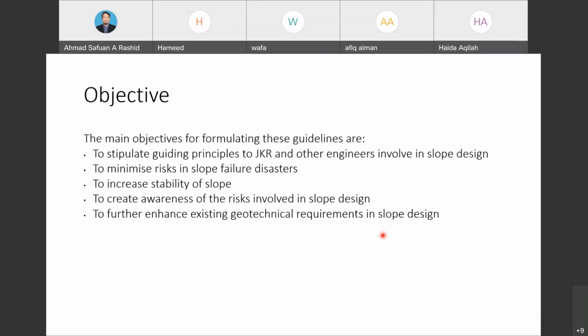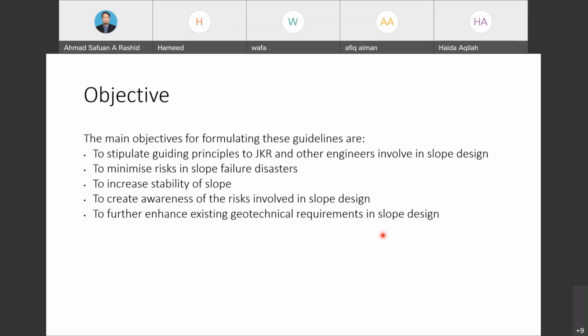So the main objective for formulating this guideline is to stipulate guiding principles to JKR. JKR is the Public Work Department, in Malay we call it Jabatan Kerja Raya, and other engineers involved in slope design. So as a guideline, it is to minimize risk in slope failure disaster, increase stability of the slope, and create awareness of the risk involved in slope design to further enhance existing geotechnical requirements in slope design.